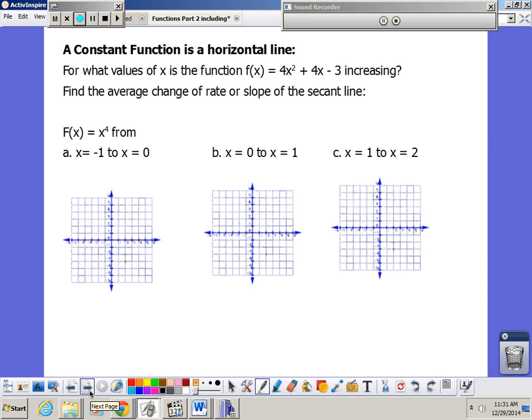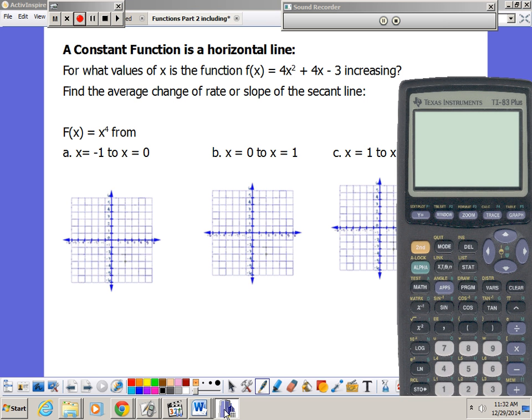So a constant function is a horizontal line. For what values of x is the function 4x squared plus 4x minus 3 increasing, by the average change or rate of slope of the secant line? So f equals x to the 4. That's where we're going to start. If we graph that, we do have a graphing calculator, it'll graph it for us.